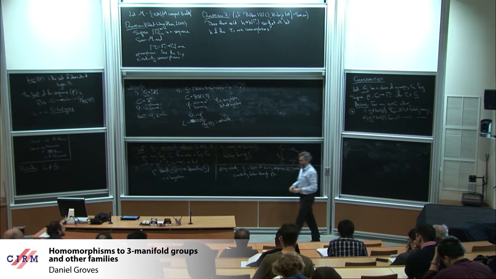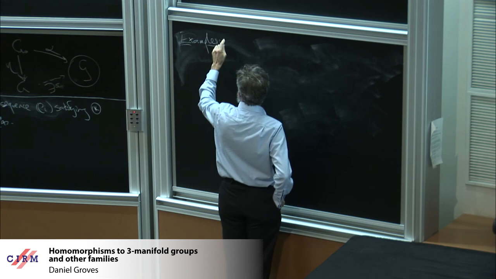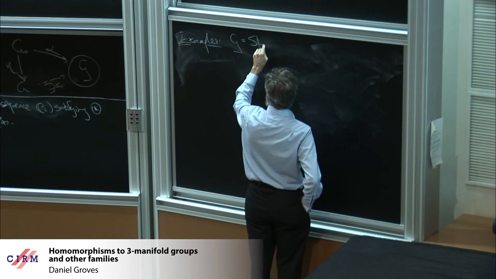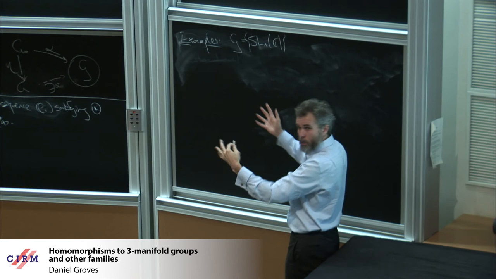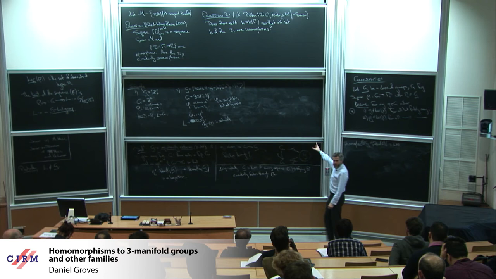Okay, examples. So let's let G just be SL_N(C), or any collection of subgroups of SL_N(C) for some fixed N. So this is example 0, or maybe 1. This is equationally Noetherian. And like I said, I already gave you the proof. It's the proof of Sommer's theorem. I didn't use anything about SL_2(C).